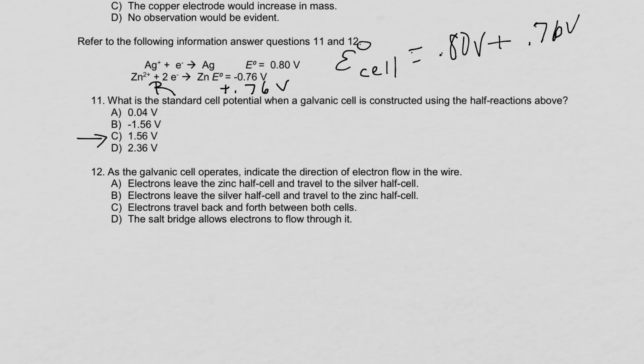And Fat Cat tells us the flow of electrons is from the anode to the cathode, which makes sense because oxidation is where electrons are lost. Those lost electrons are the ones that will travel through the wire to the cathode, which will be gained by the silver ion. So, the answer is A. Electrons leave the zinc half cell and travel to the silver half cell.